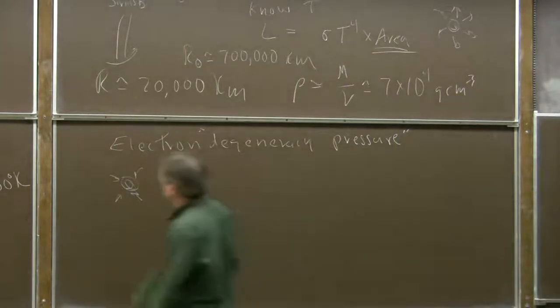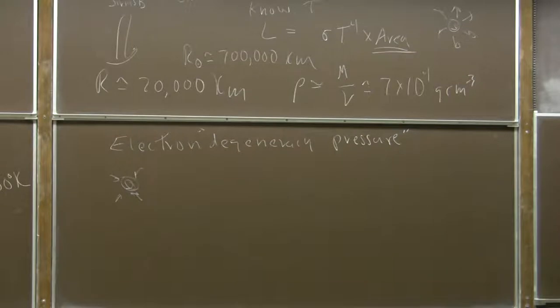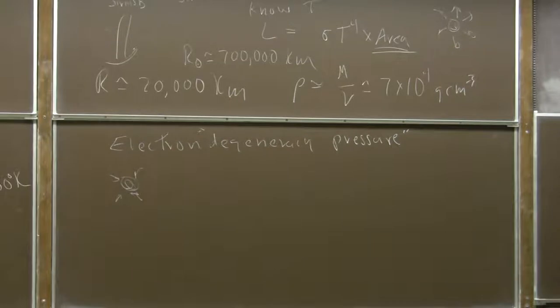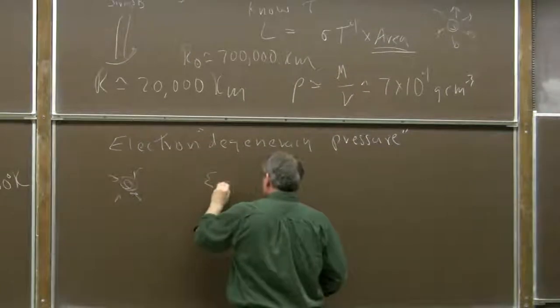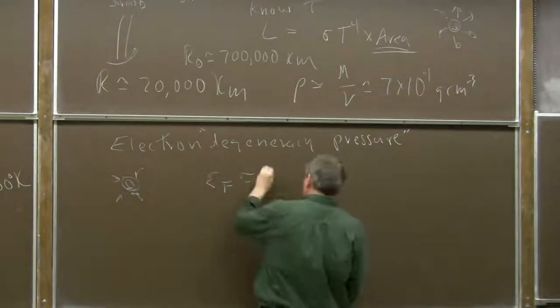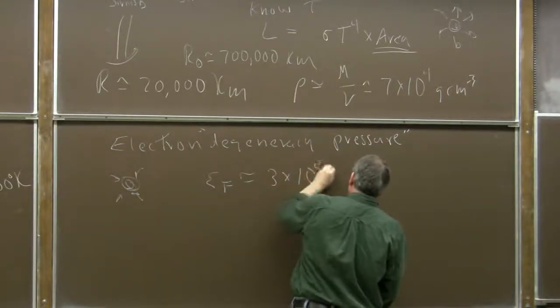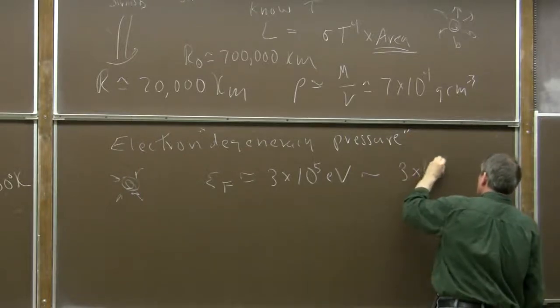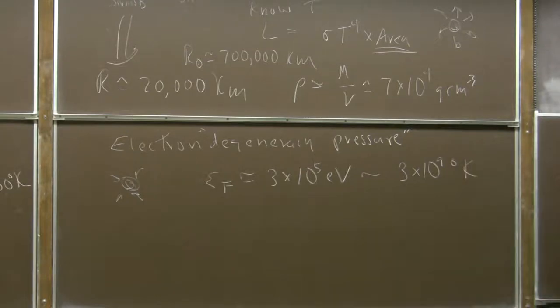So since we know the density, let's suppose it's uniform. It's not really, but it's not such a bad approximation. We know the volume. So since we know the mass of the electron, we should be able to compute the Fermi energy. And I guess I'll tell you what it is. It's 3 times 10 to the 5th electron volts. So that would be like 3 times 10 to the 9 degrees Kelvin. That's a high energy, right?